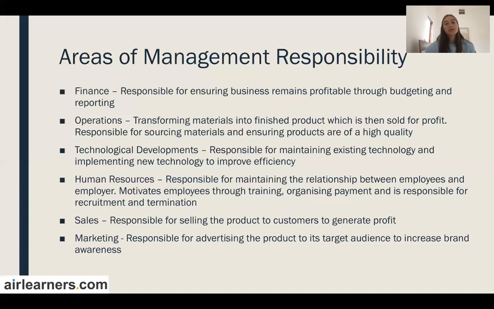Finally, we have our sales and marketing. It's good just to know the difference between the two, but in a question you can talk about the two together. So sales is responsible for selling the product to individual customers to generate profit, whereas marketing is responsible for advertising the product and increasing brand awareness, so that, if the product is targeted towards high school students, it's high school students that are seeing the ads on social media and on TV, and are therefore the ones going out and buying the product to generate brand awareness and generate sales.